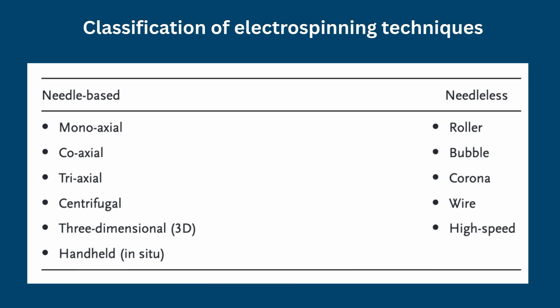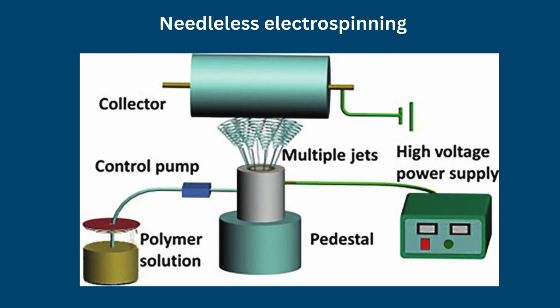To address limitations in production rate and scalability, needleless electrospinning techniques have been developed. These systems utilize alternative geometries such as rotating drums, discs, wires, or free liquid surfaces to generate multiple jets simultaneously. As a result, they offer significantly higher throughput and are more suitable for industrial-scale manufacturing.